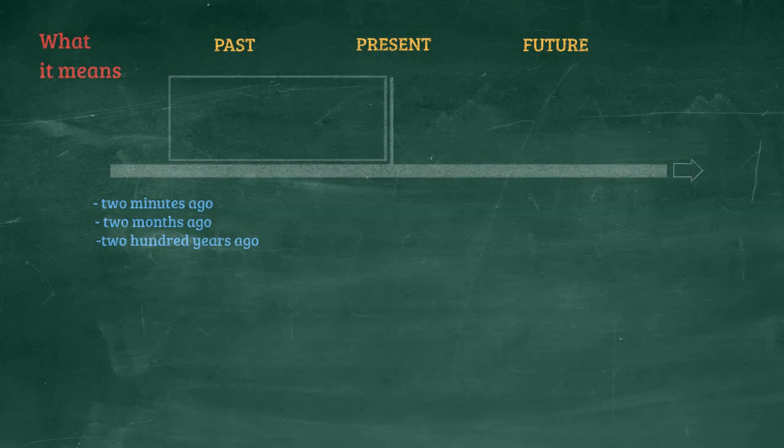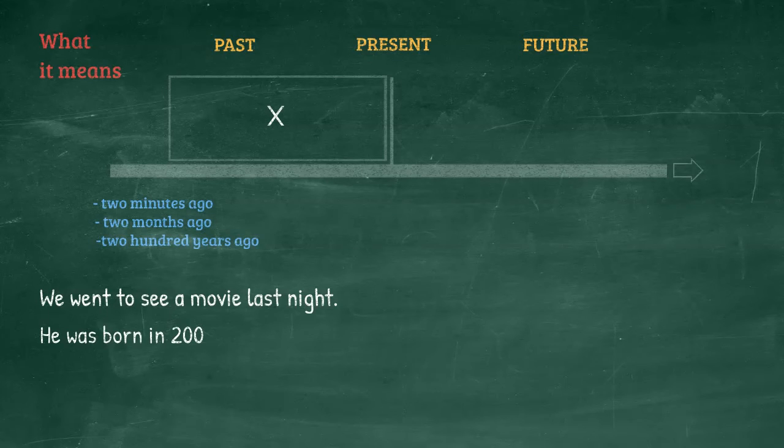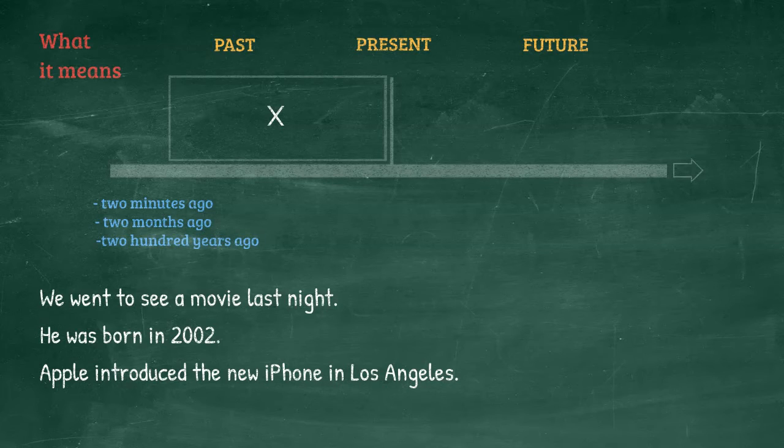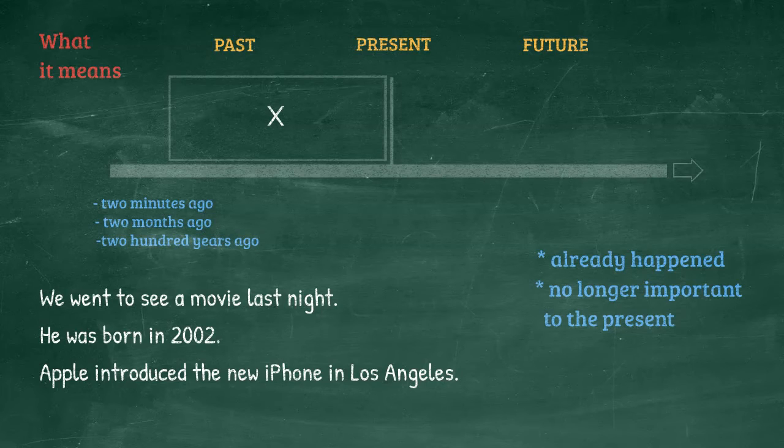So when we have a sentence like, we went to see a movie last night, we are basically saying that this action happened in the past and that it finished in the past. It is no longer connected to anything that is going on right now. Same with, he was born in 2002, or Apple introduced the new iPhone in Los Angeles. It's something that already happened. It's done. It will not be repeated. So we use the simple past when describing a situation that happened and is no longer of any consequence to the present. This little difference will be important in future videos when we talk about other tenses.